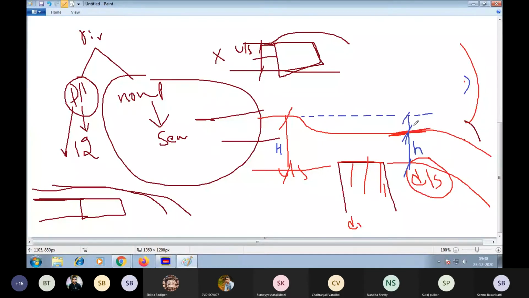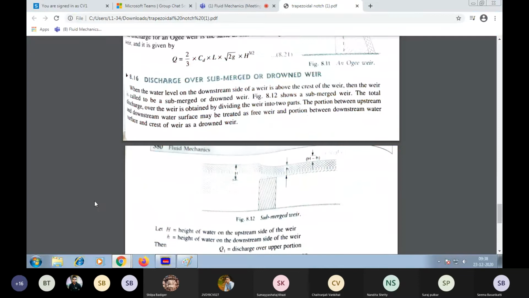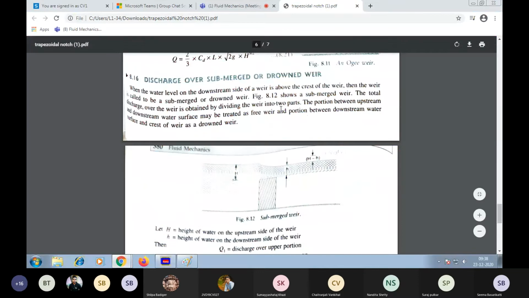So how are we going to identify this extra height? By taking capital H minus small h. If you deduct small h from capital H, then you are going to know the height between the upstream level and the downstream level. So this is the concept we have taken.